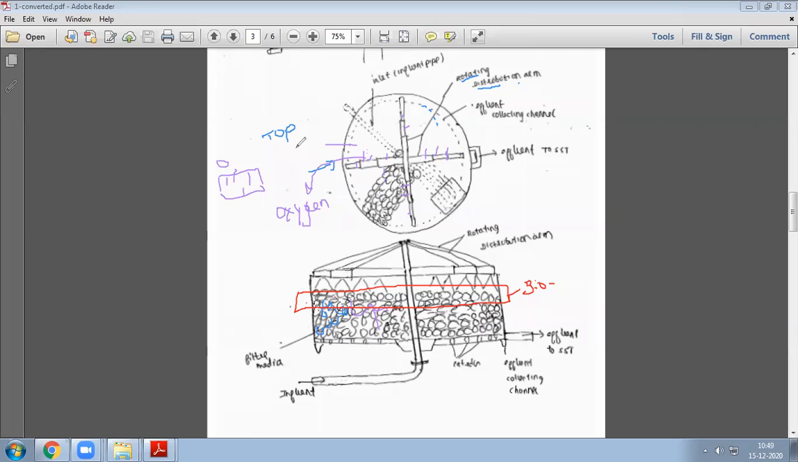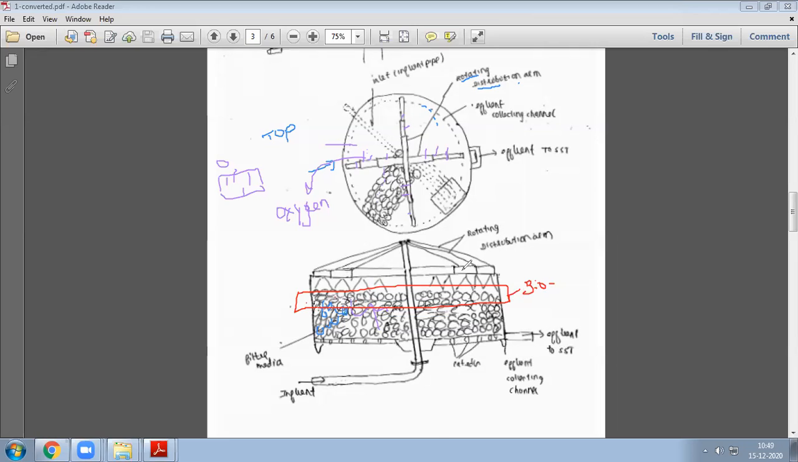Now, seeing this figure, you may have questions like: explain the trickling filter, explain the construction and working of the trickling filter, or the removal mechanism of the trickling filter. So there are three ways of asking the question. Normally, they will generally ask to explain the trickling filter. It is a very important question, this one and what I did previously. So you got to know this.